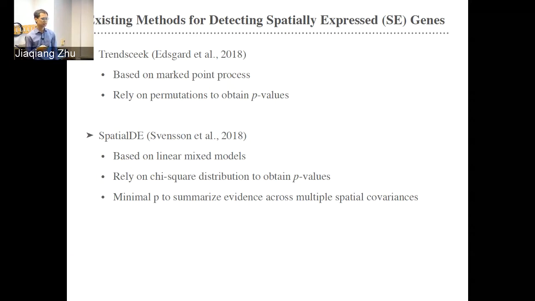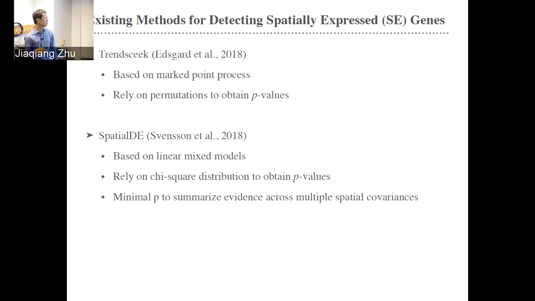In this method, they construct four summary statistics, but none of them have a theoretical distribution. So this method relies on permutation to obtain the p-values.